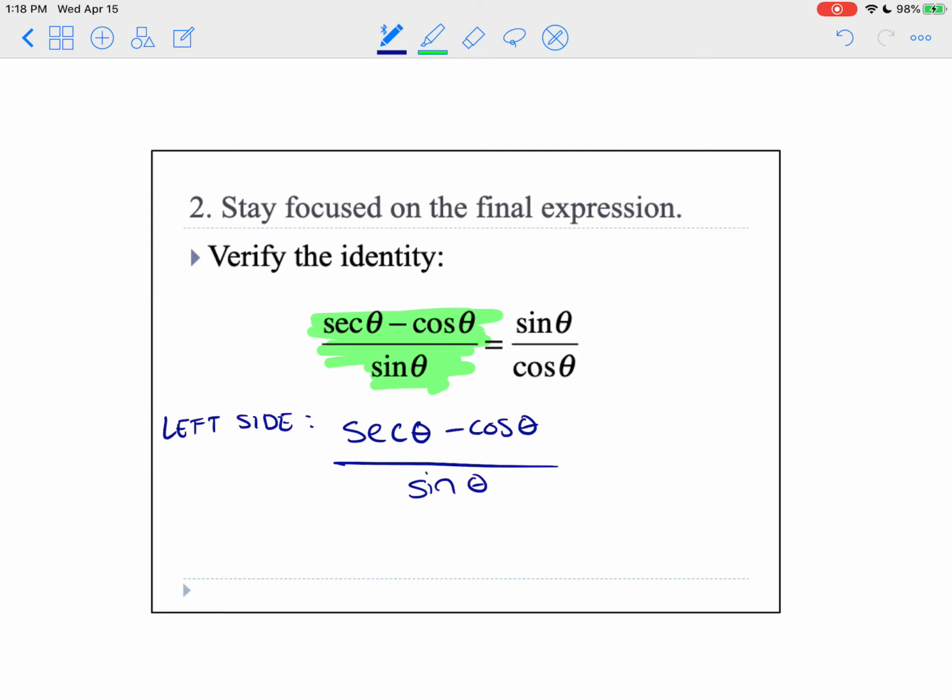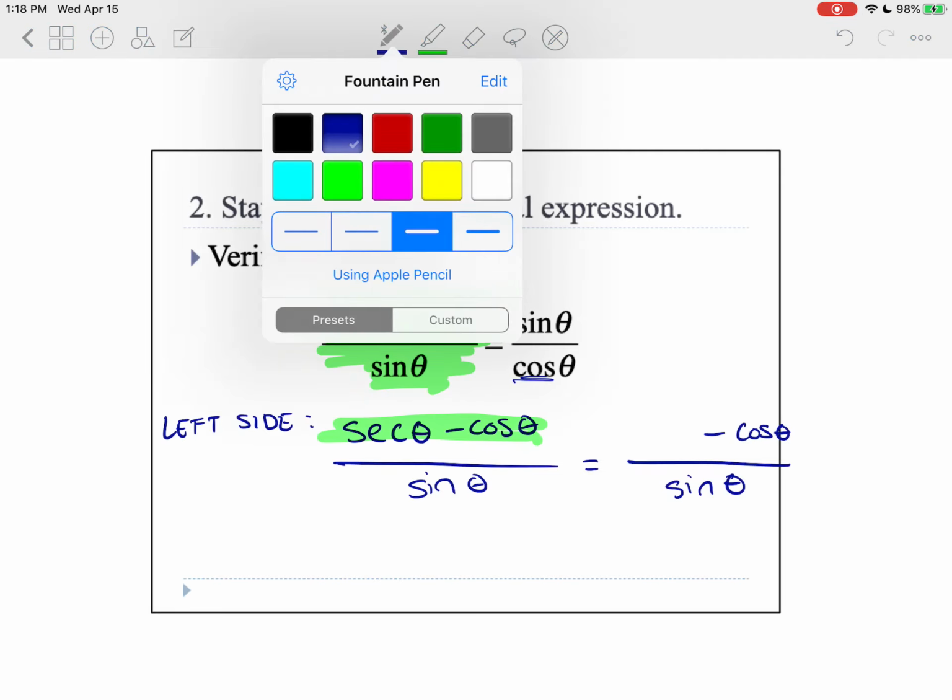Now I'm staying focused on the final expression here. So eventually this sine theta that's in the denominator right now is going to turn into a cosine theta. And the only way that's really going to happen is if the sine theta cancels in the denominator and maybe there's some common denominator in this numerator that we can turn into a cosine. And so I'm going to focus on that first. I'm going to change the numerator, so the sine of theta is going to stay the same. And actually, I think we're going to keep this cosine the same for right now.